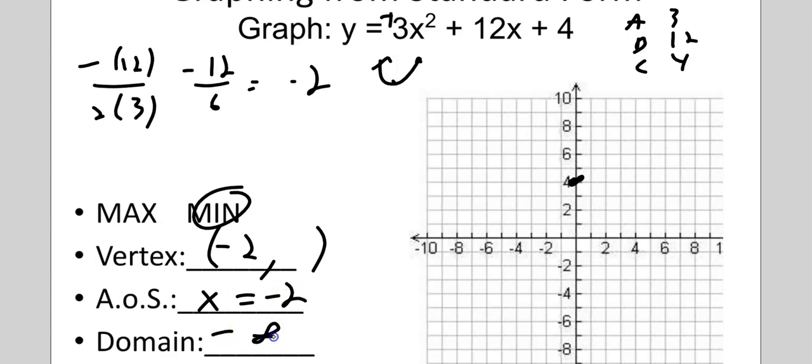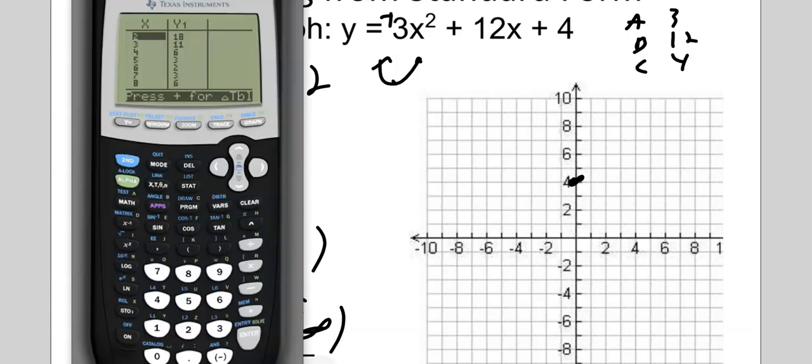The domain, I already know this also. I can do this right away because it's going to be left and right forever. So go to my calculator. Y equals, clear it out, 3x squared plus 12x. Oops, I missed my plus.